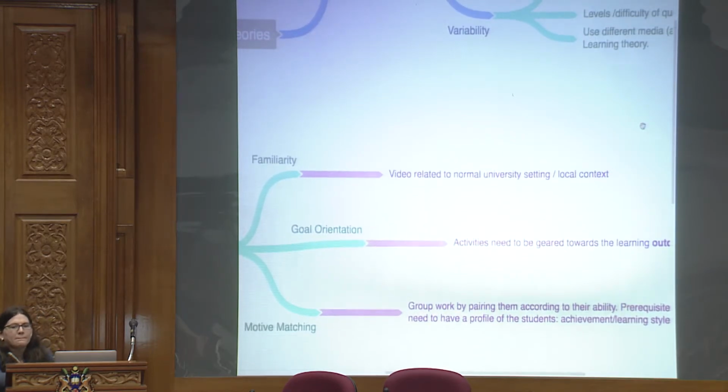For example, if we are talking about the market, we must ascertain that the market is within the Malaysian context, not other places. For goal orientation, activities need to be geared towards the learning outcome or goal, and we state our goal somewhere else, up there.